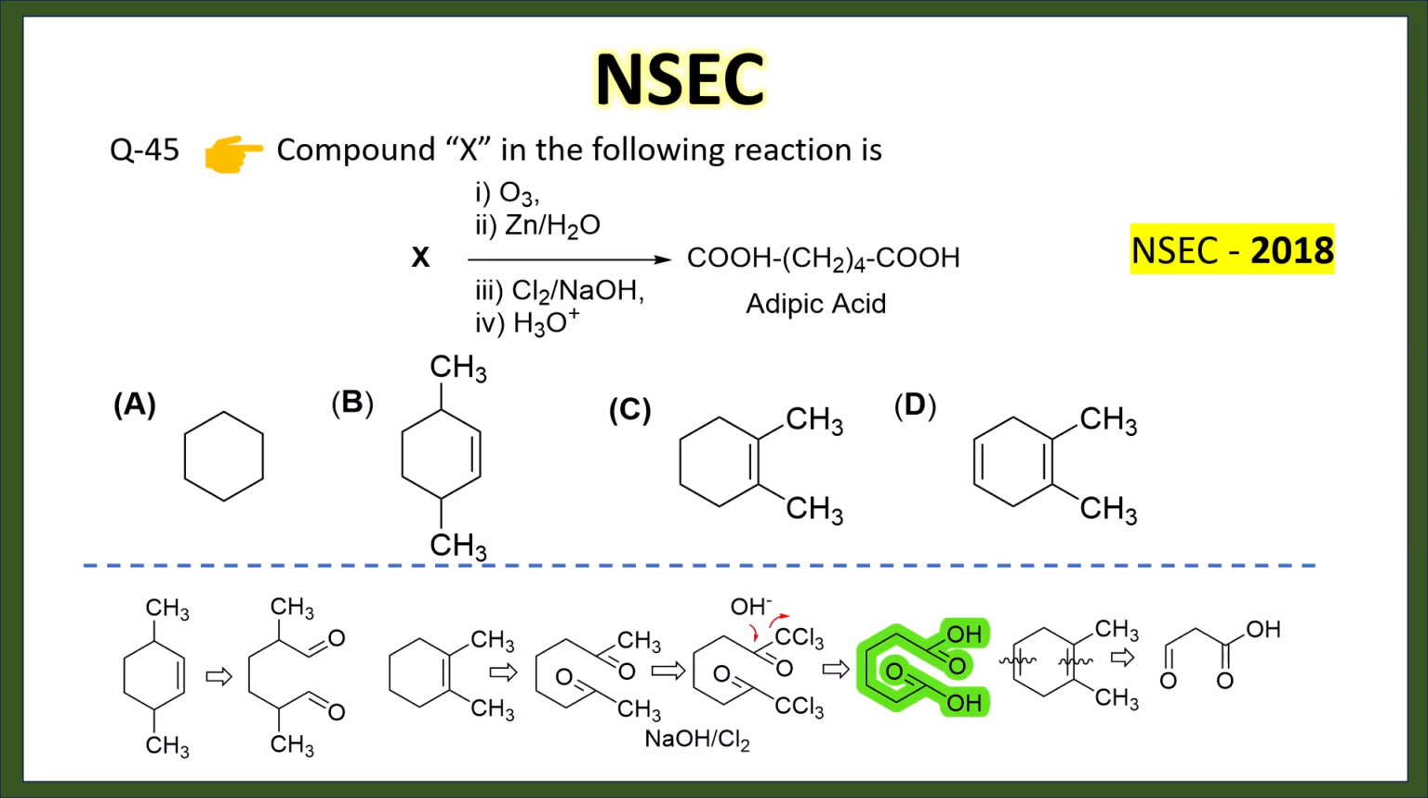Now question number 45: the compound X in the following reactions. Ozonolysis happens, so that means this is an alkene; we have to find the right alkene. This is not an alkene, so among these three we have to choose the product. Let's do that. This is adipic acid, a dicarboxylic acid, which means it comes from an aldehyde function. So we need the dialdehyde. Let's first check this one.